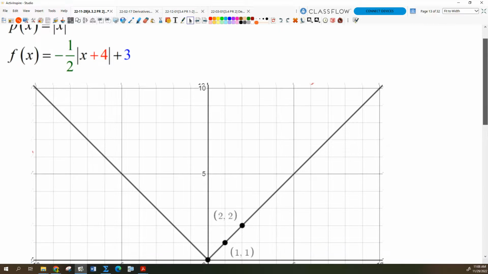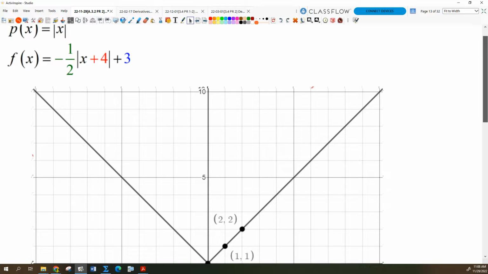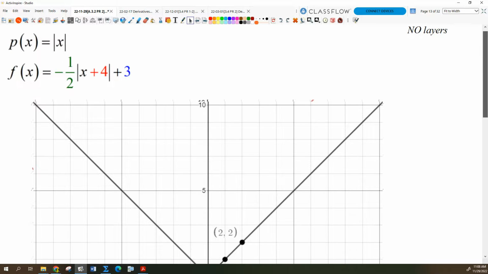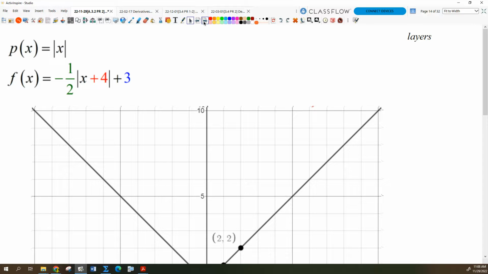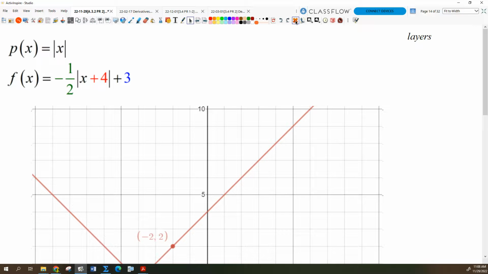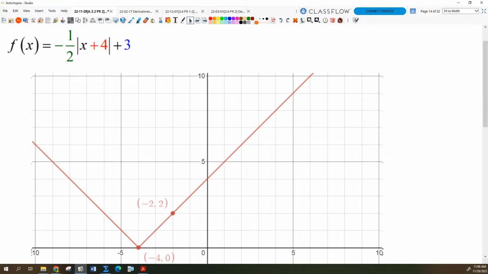Okay, so what are we going to do first here? Let's see. If we're going to follow order of operations, then we got to go inside grouping symbols. So we're going 4 to the left. Correct. Good. So we're going 4 left, takes us there, right? Then what? Then we got to multiply by negative 1/2. What's that going to do?